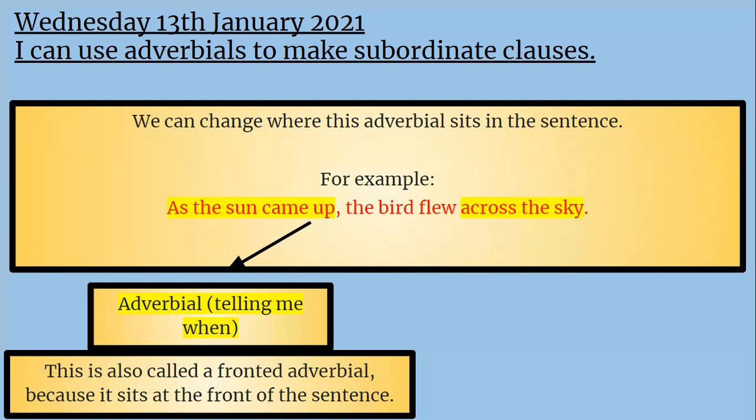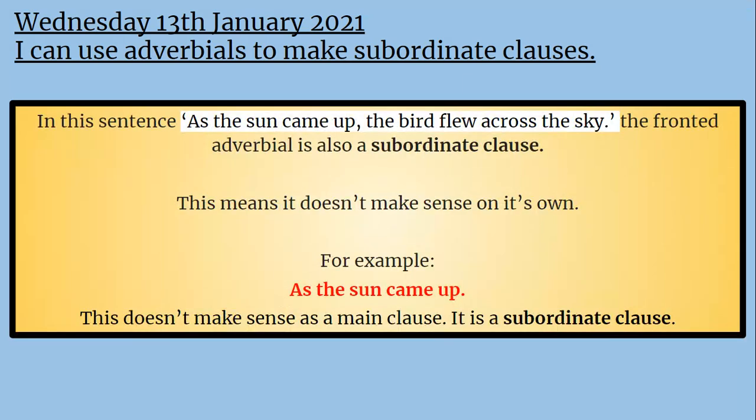When you put an adverbial at the front of a sentence, it is also called a fronted adverbial. In this sentence, as the sun came up, the bird flew across the sky. The fronted adverbial is also called a subordinate clause. So lots of things in the English language have more than one name for them. It gets quite tricky, but it's really good that if we keep practicing, we will remember these things on our own.